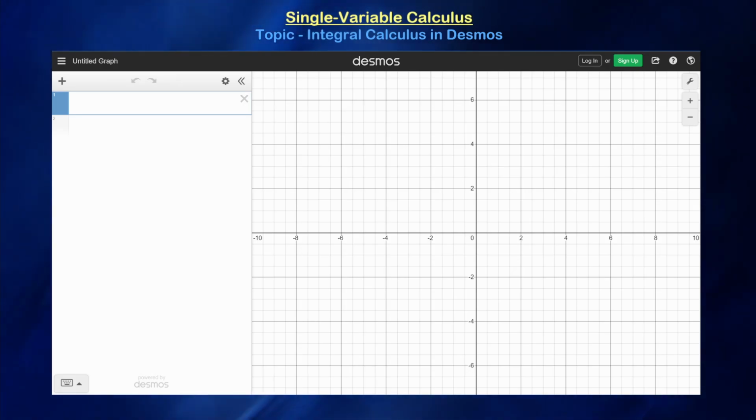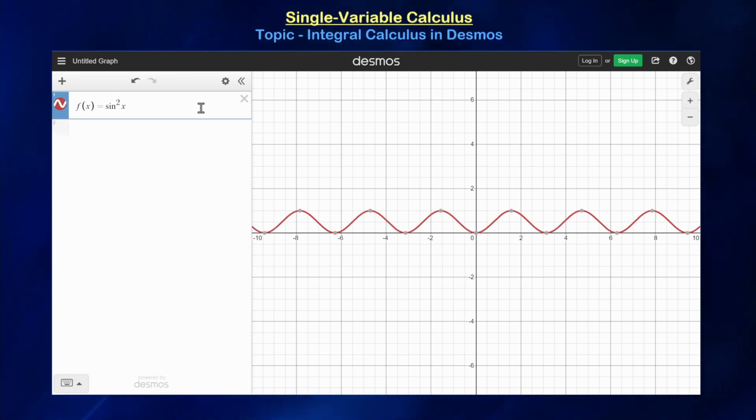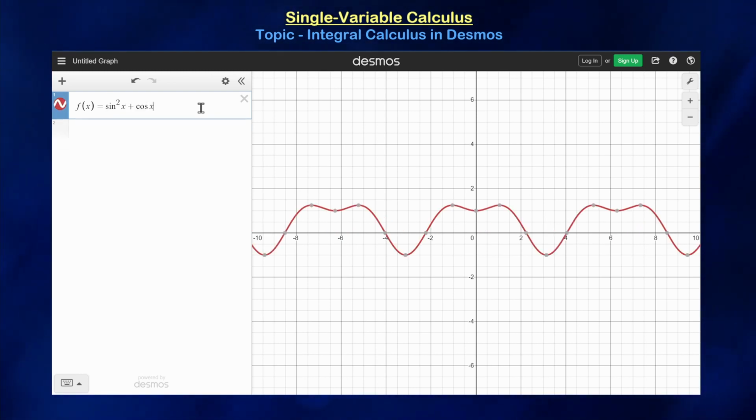So here we are in the Desmos world, which you can navigate to easily by going to www.desmos.com/calculator. The first thing that I want to do is define the function that I want to do calculus on. The function that we were defining before was sine squared x, and you can get the squared or any exponent via the shift 6 caret key symbol, and then we had a plus cosine x there.